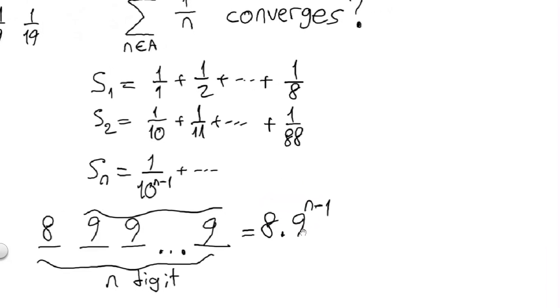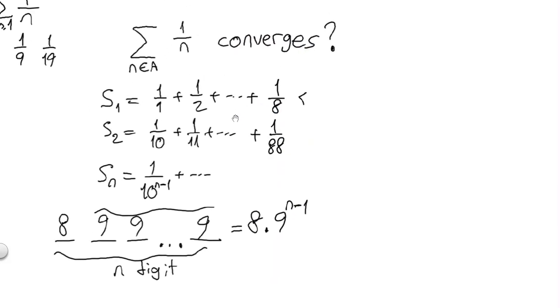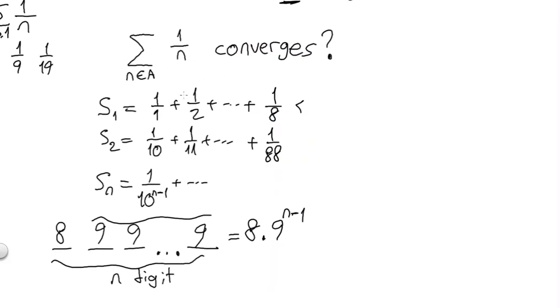Okay, cool. Now I'm going to use this to find upper bounds. Basically, 1/n is of course decreasing, so all of the terms in Sn are less than or equal to the first term.